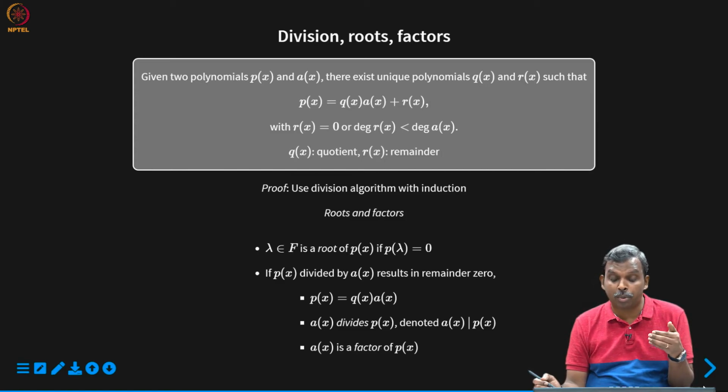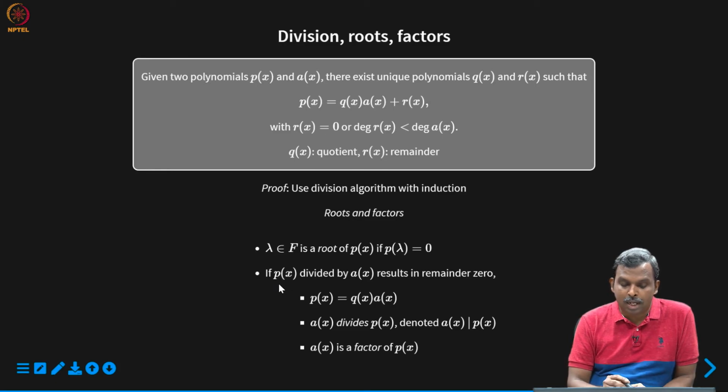What is the root of a polynomial? It is an element from the scalar field such that p(lambda) evaluates to 0. So, lambda from the field is called a root of p(x) if p(lambda) is equal to 0. The value lambda, when you plug it into x, you should get 0. So, that is a root.